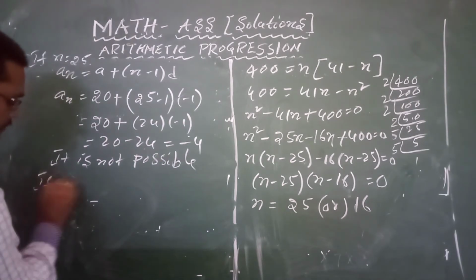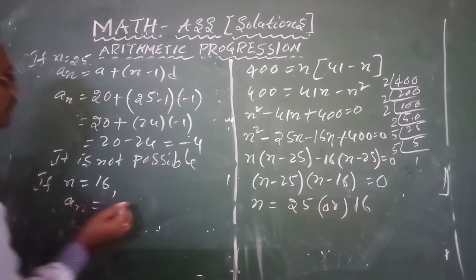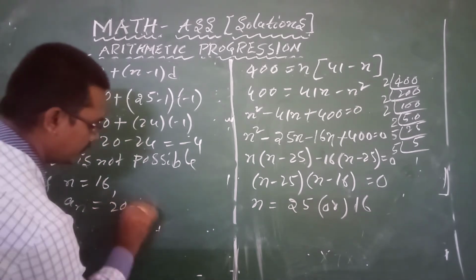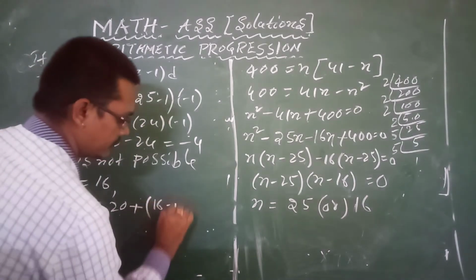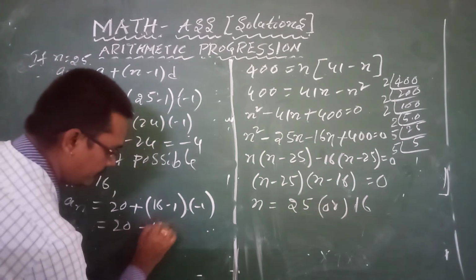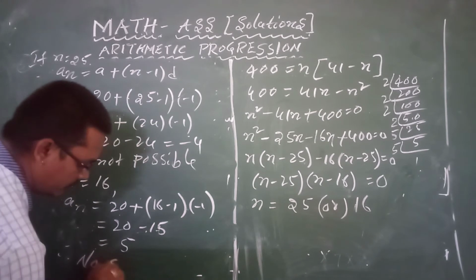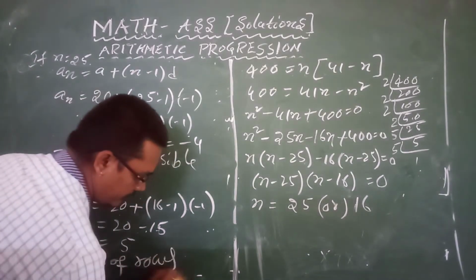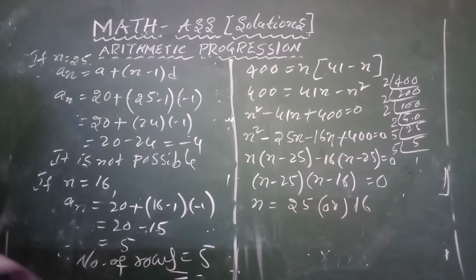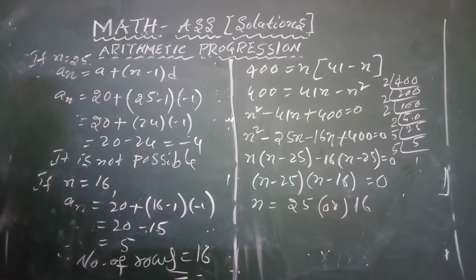If n is equal to 16, an is equal to a plus, means 20 plus n minus 1, means 16 minus 1 of minus 1. Now 20 minus 15, that is equal to 5. So number of rows is equal to how many you get? 5. So 16 you get. Number of rows is equal to 16 in total. 16 is the answer.